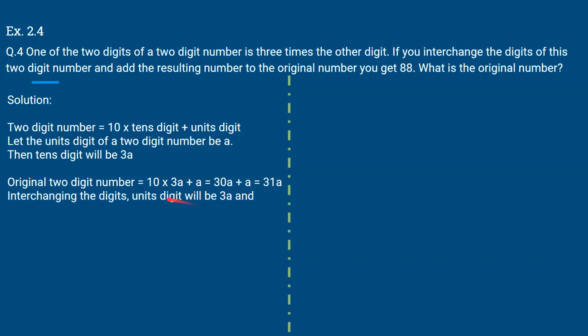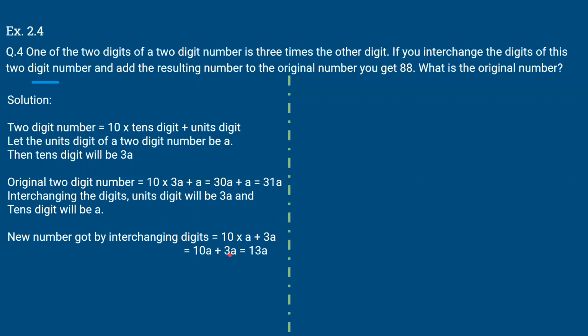Now, interchanging the digits, the units digit will be 3A and the tens digit will be A. So the new two-digit number I got by exchanging the digits is 10 multiplied by the tens digit A plus units digit 3A. That is 10A plus 3A, equal to 13A.